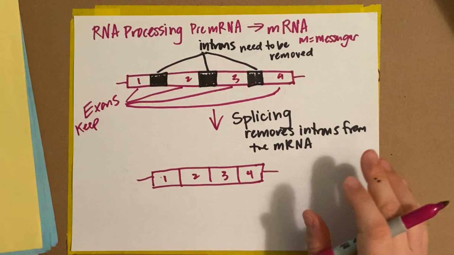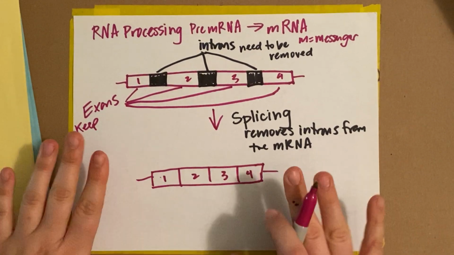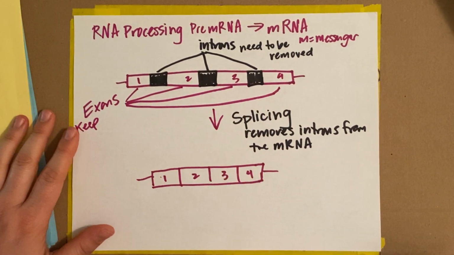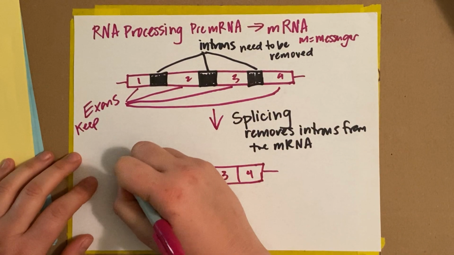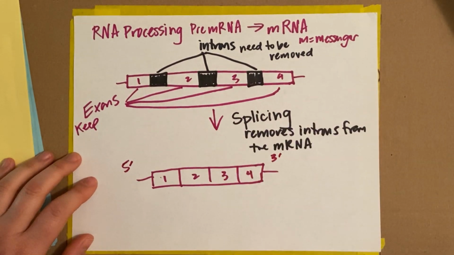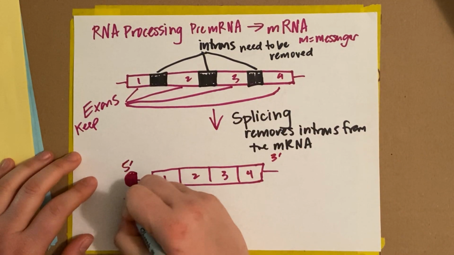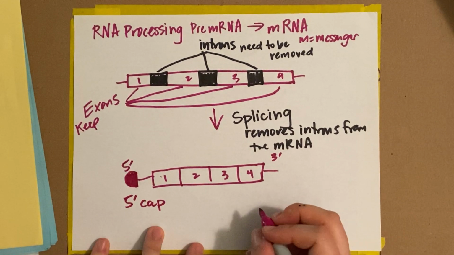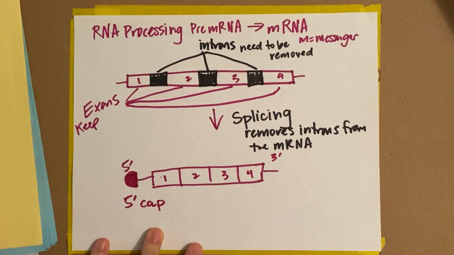Now, another thing that's happening with RNA processing is we are going to add a couple things to the actual mRNA. So this is where we remove some stuff, but we're also going to add on a 5' cap. We always have a 5' end and a 3' end. On the 5' end, you're going to add a 5' cap. What the 5' cap does is it's going to help protect the actual RNA, and it's also going to tag it as RNA.